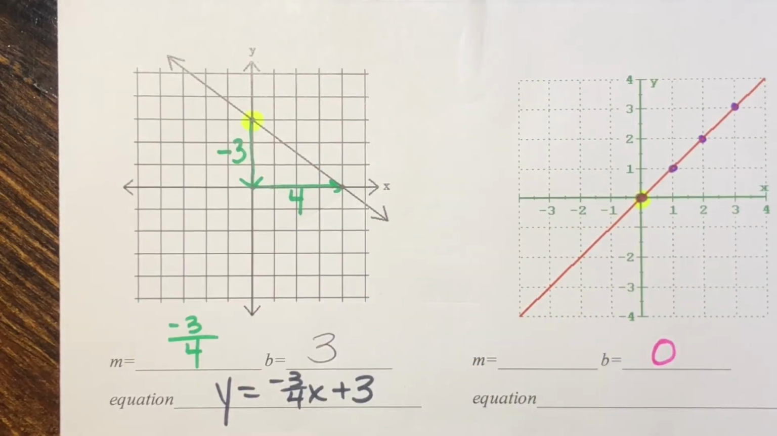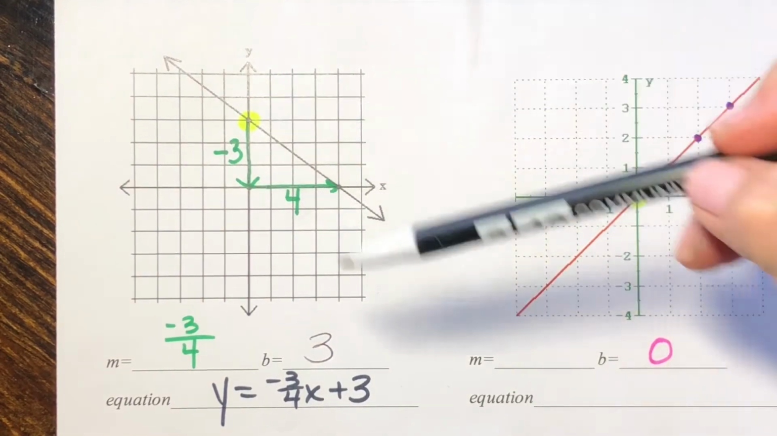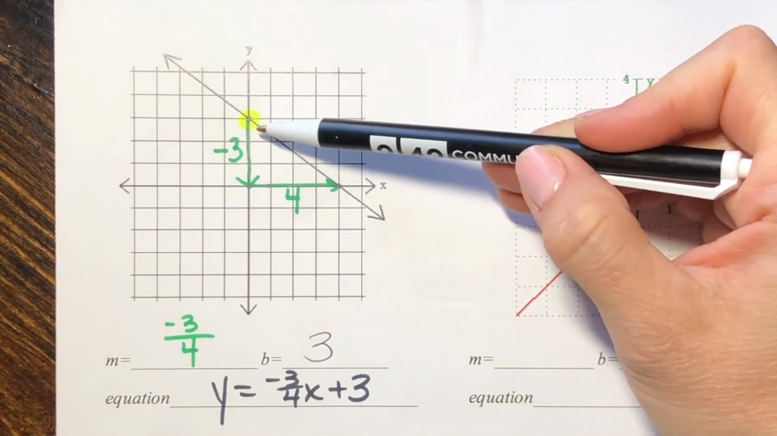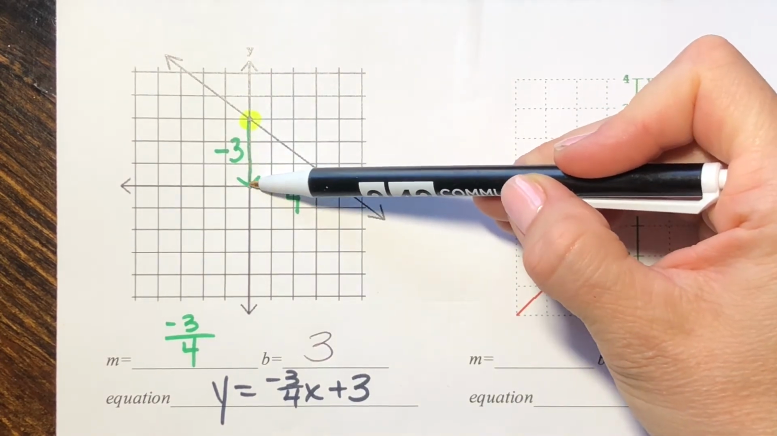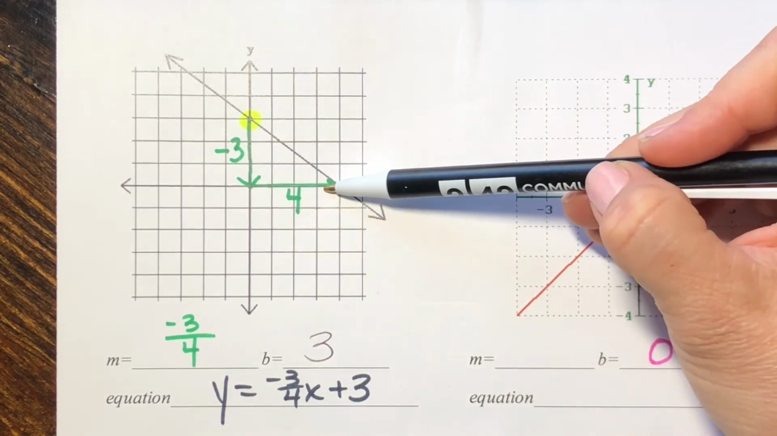Sorry, my video stopped recording for a minute, and I did this problem before I realized that it wasn't recording anymore. So let's take a look at this one. Our y-intercept is 3, just like all the other ones were for some reason, which I put here. And my slope is a down 3, which is a -3, a rise of -3, but a run of 4.